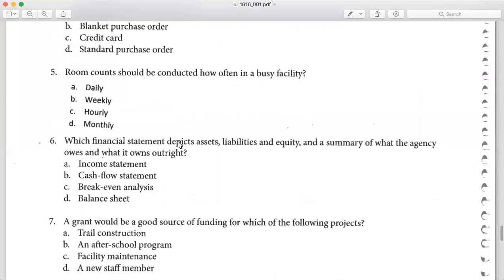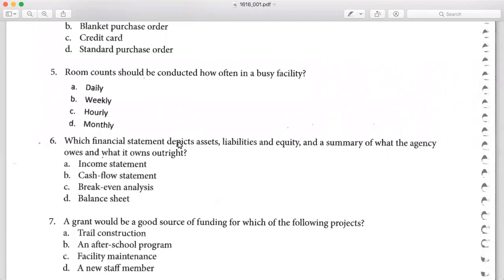All right. A couple tricky ones coming up here. A grant would be a good source of funding for which of the following projects? Trail construction, an after-school program, facility maintenance, or a new staff member? Come on, everybody. There we go.